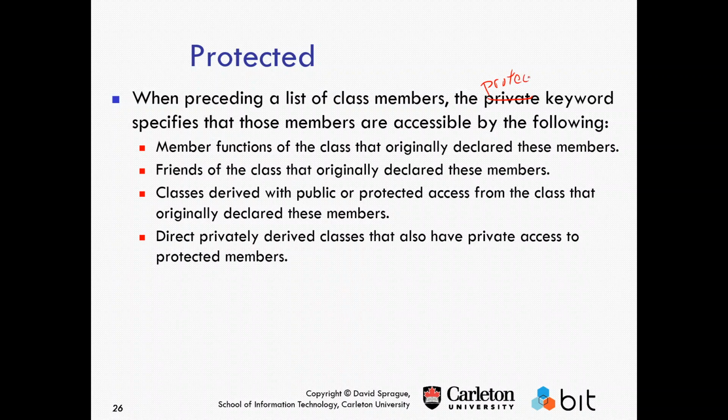I think I found this problem last year and I still didn't see it even when I go over my slides again. The protected keyword specifies that members are accessible by the following. Any child class of mine. Member functions of the class that are declared in these members. Friends of the class can see these member variables. Classes derived from with a public or protected access can see those variables. Derived classes can see those things.